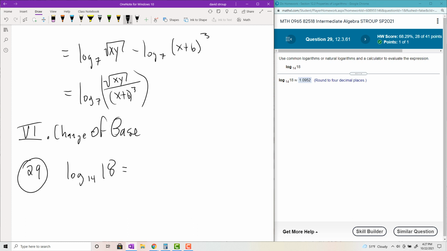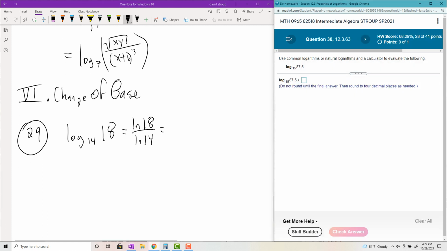You have the ln key. So I just always use ln, and you could go ln of 18, the bigger number, divided by ln of 14. And then if you put that in your calculator, you should be good to go. Okay, so I go ln of 18 divided by ln of 14. I'm getting 1.095. Yeah, I already did that one. Okay. So it's pretty simple, like this guy.